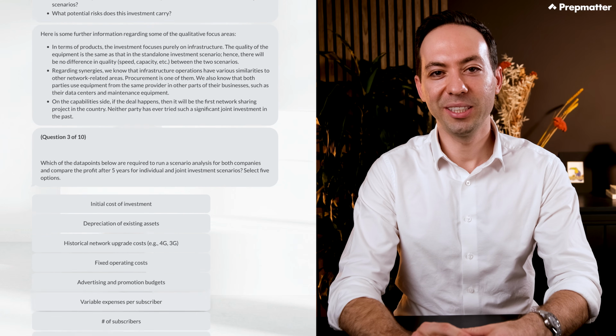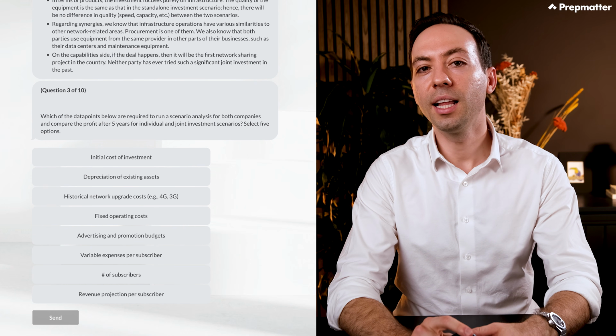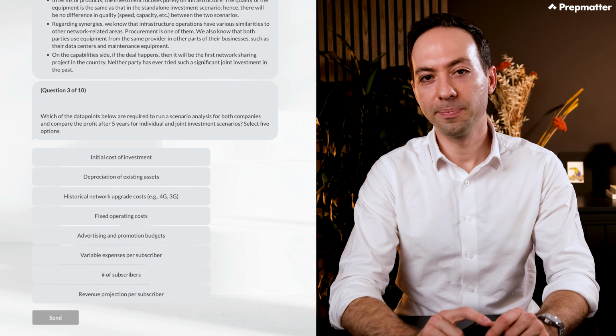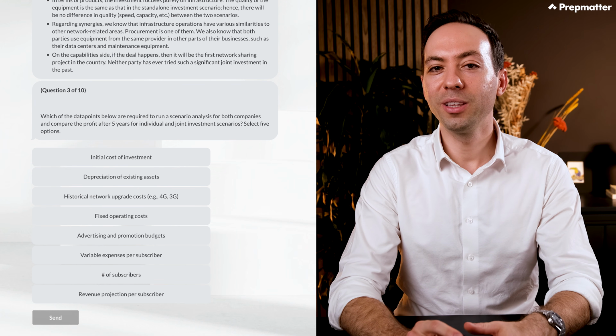Let's switch to the next question. Which of the data points below are required to run a scenario analysis for both companies and compare the profit after 5 years for individual and joint investment scenarios?